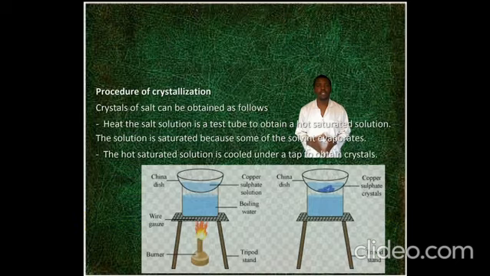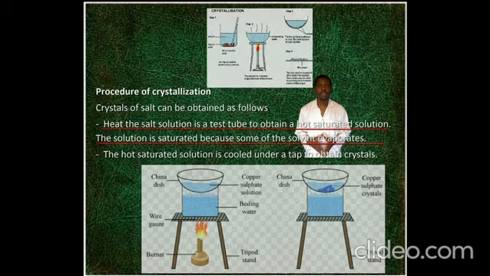Procedure of crystallization. Crystals of salt can be obtained as follows. Heat the salt solution in a test tube to obtain a hot saturated solution. The solution is saturated because some of the solvent evaporates. The hot saturated solution is cooled under a tap to obtain crystals.